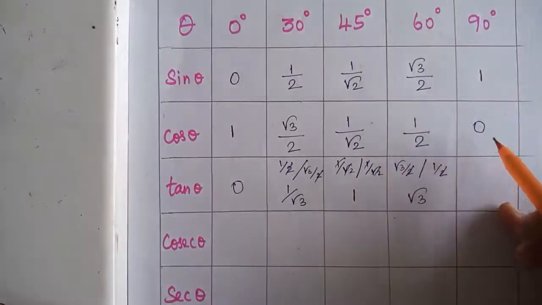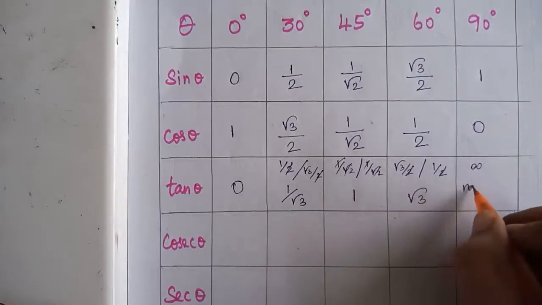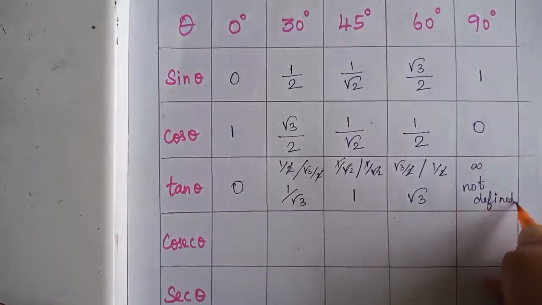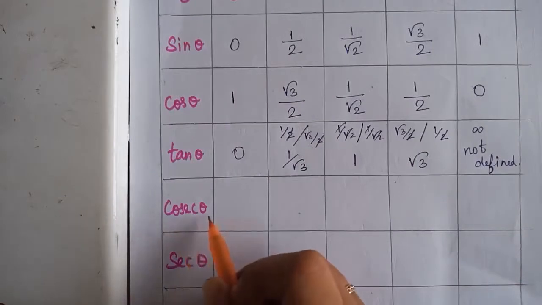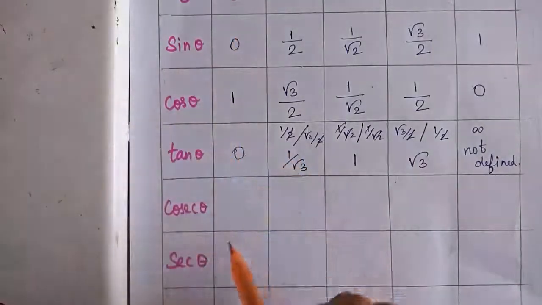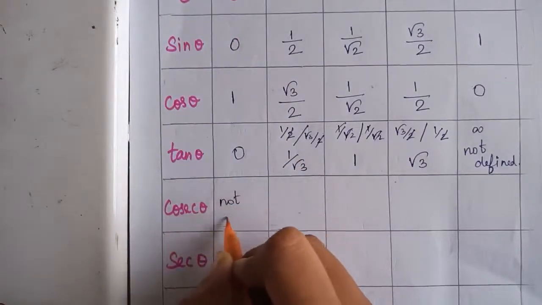So 1 by 0, that is, anything by 0 is infinity. That is nothing but not defined. We can't define tan 90 degree. Next, cosecant theta. Cosecant theta is nothing but 1 by sin theta. So 1 by 0 you get infinity, that is not defined.